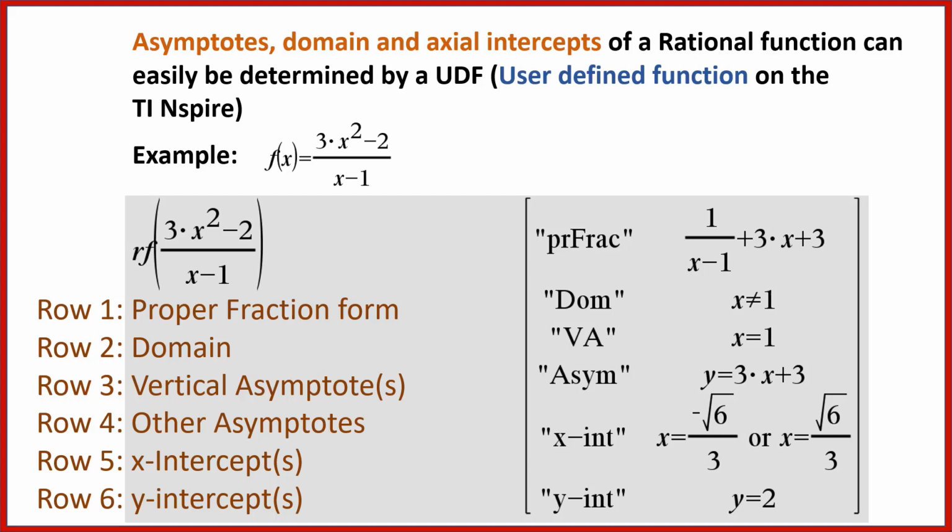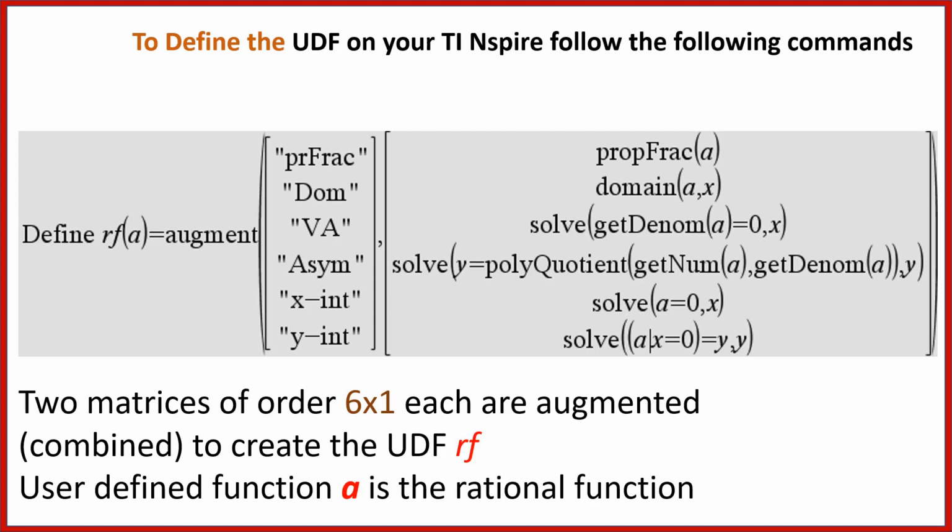So I've got 6 rows which you can see are in the form of a matrix. So to create the user-defined function, you will see that the first of the matrices actually has text information in quotation marks, which basically is telling you what each of those rows is, and the second matrix is the maths behind each of those calculations. So the first row is determining the quotient, etc. So we convert it to the proper fraction form.